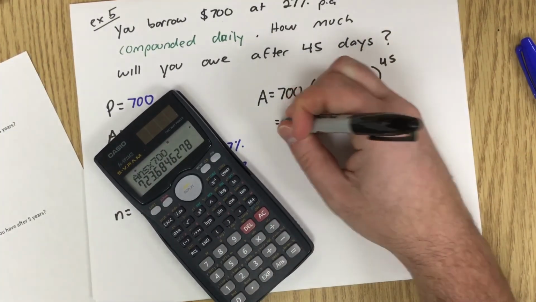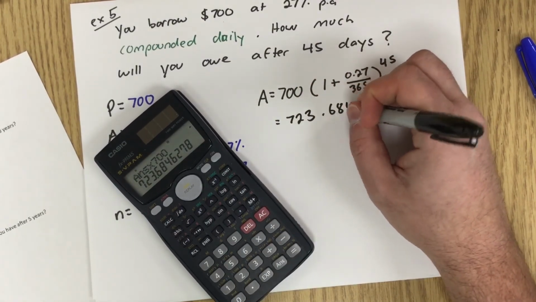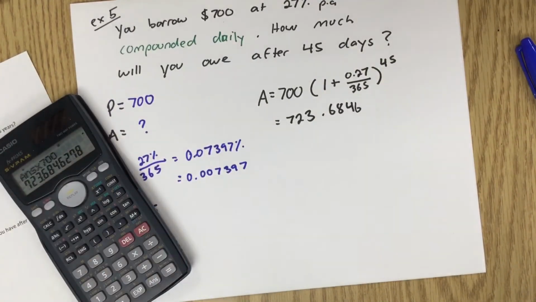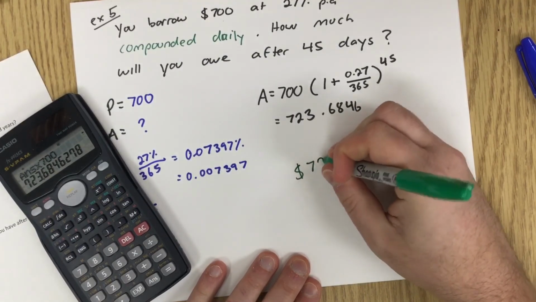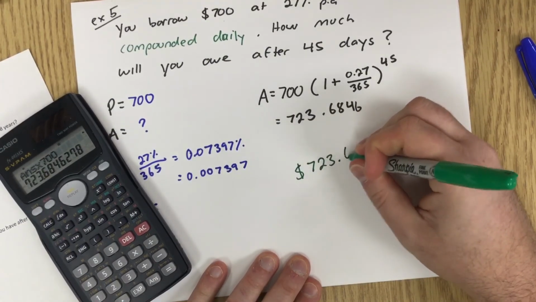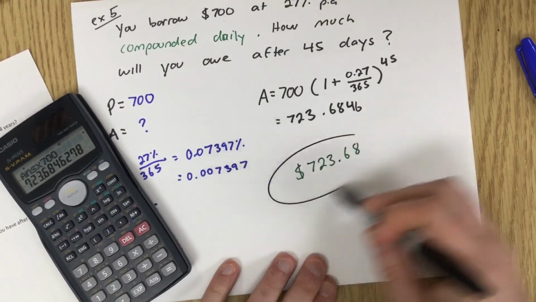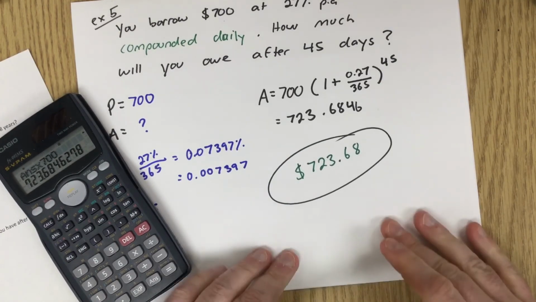and that's going to give us $723.6846, and that's going to be, if we make it in a pretty way, $723.68. So that means after borrowing it for a bit over a month, on a credit card, you're going to owe a bit over $23 in interest. It's not such a great deal.